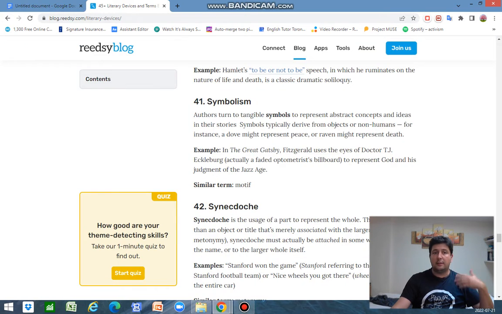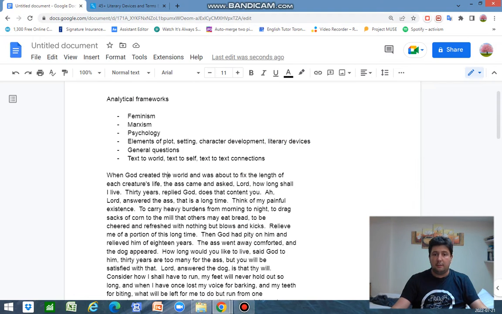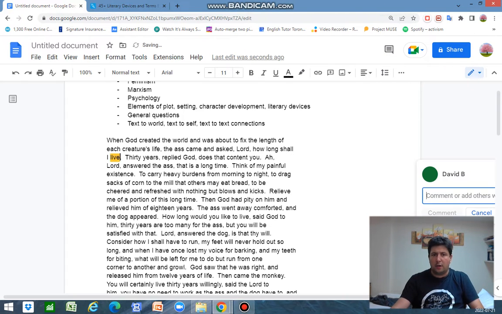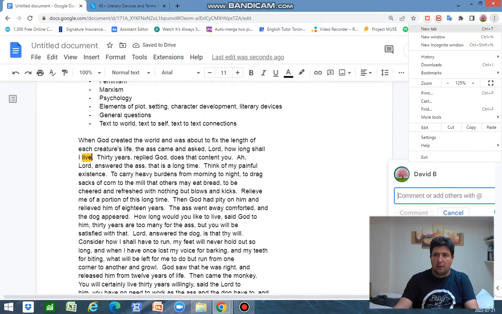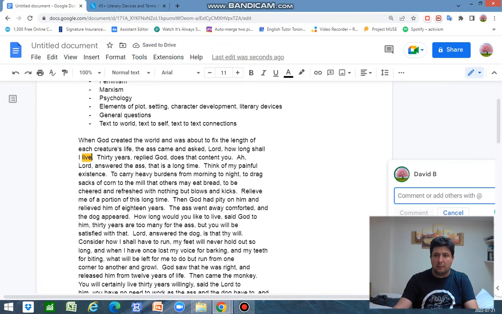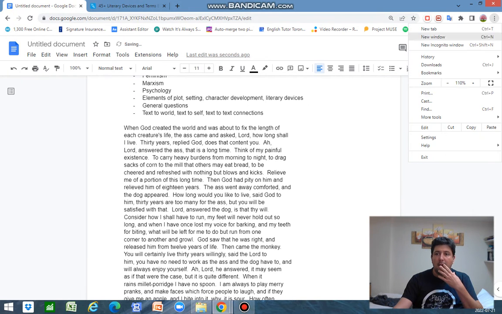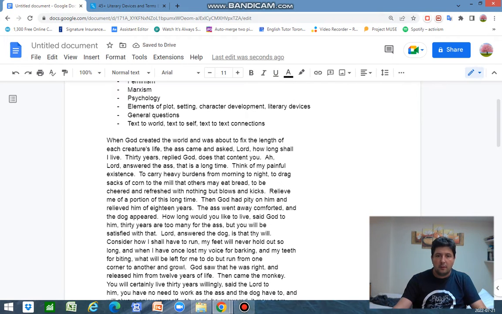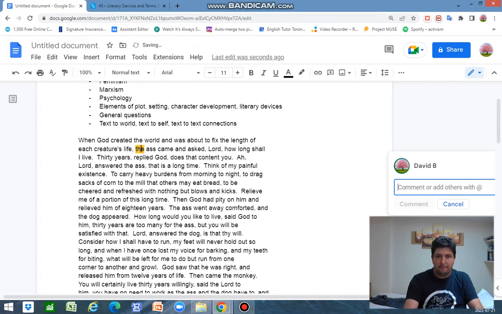So the first thing that comes up here is the ass, the donkey. In the little comment on the side, let's add: what does the donkey symbolize?